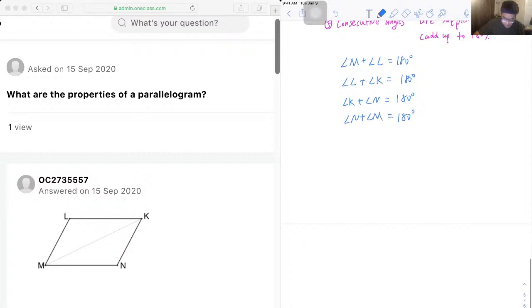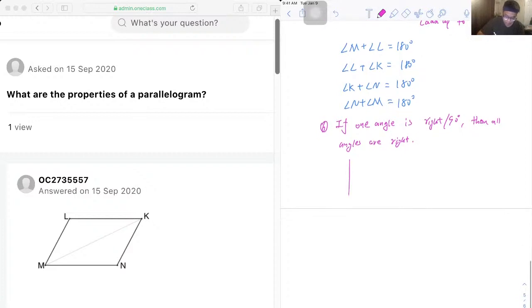And next will be if one angle is right, or is 90 degrees, then all angles are right. And in this case, we're actually having a rectangle, because in a rectangle, every single interior angle is 90 degrees, or is right.